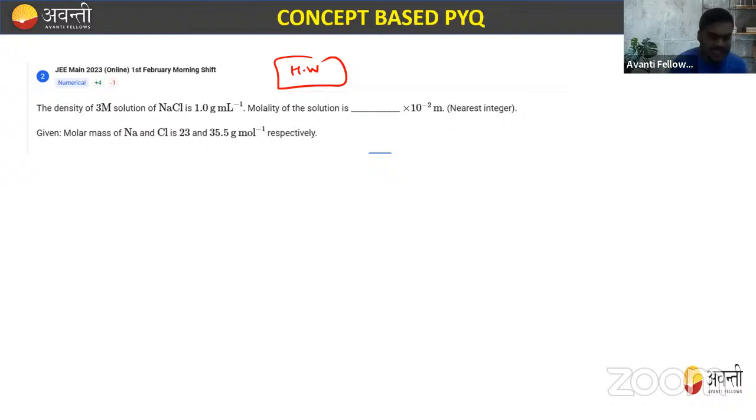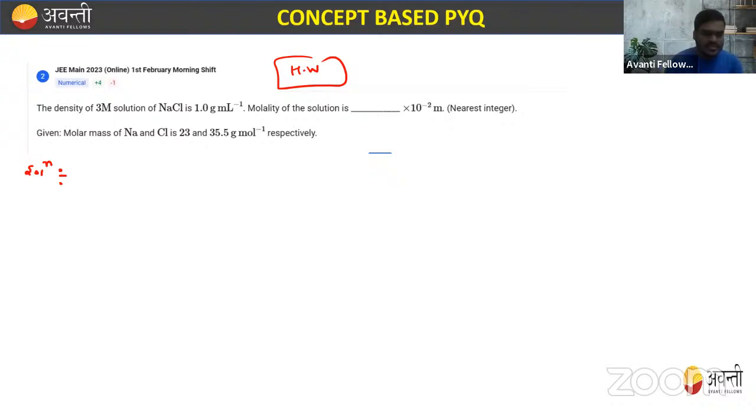So we have two ways: either we use the direct formula, or we use the basic concept. First of all, I will explain the basic way, and next, if you remember the formula, you can put values directly in the formula and find the answer. Okay, so let's quickly see how you will find this, right?